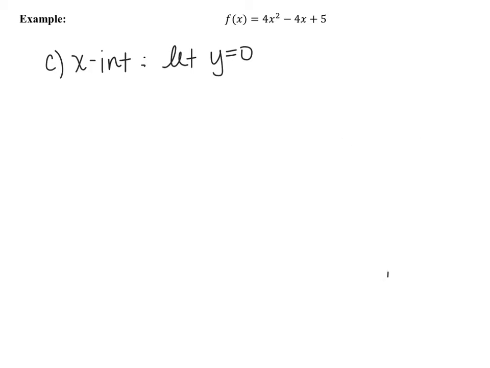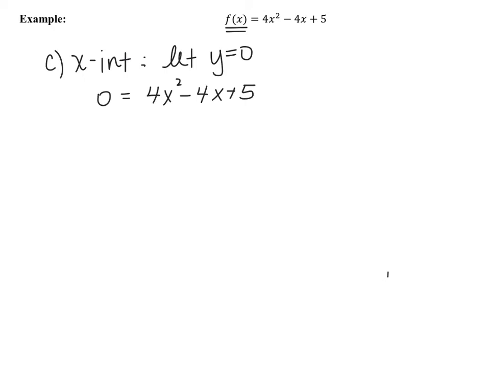Now I want to practice using a variety of different methods of finding the x-intercept here. So we begin by substituting in 0 for y. Remember, f of x is the same thing as y, so that gives us the equation 0 is equal to 4x squared minus 4x plus 5. And there are a variety of different ways of solving this equation. There's not just one right way, there are several ways.